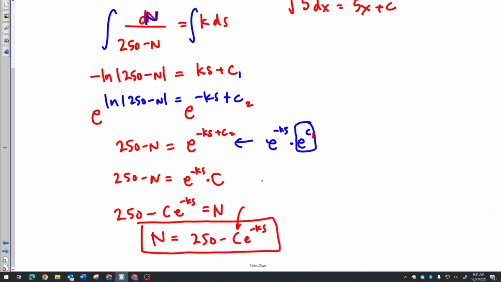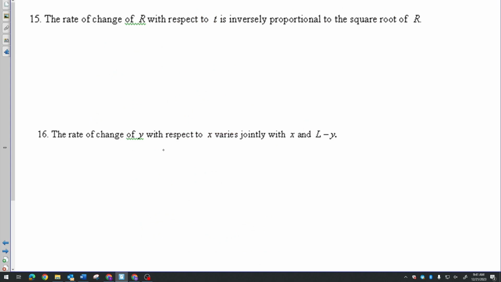All right, I want to talk a little bit more about proportionalities and how you write these problems. The rate of change of r with respect to t is inversely proportional to the square root of r. Remember, inversely proportional means you flip this thing. So this is going to be the rate of change of r with respect to t. What is that in calculus talk?